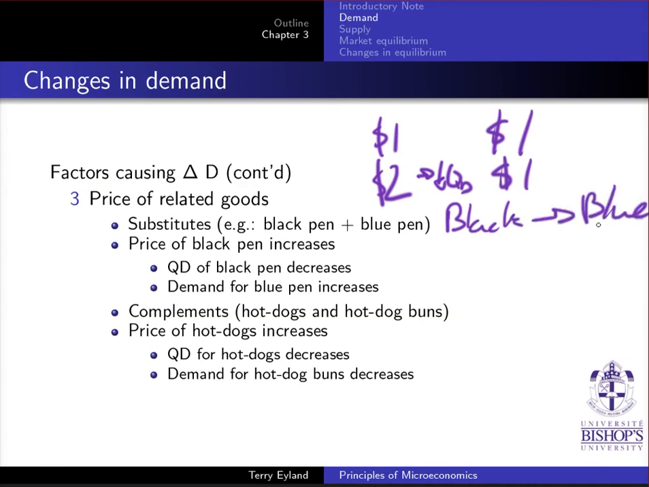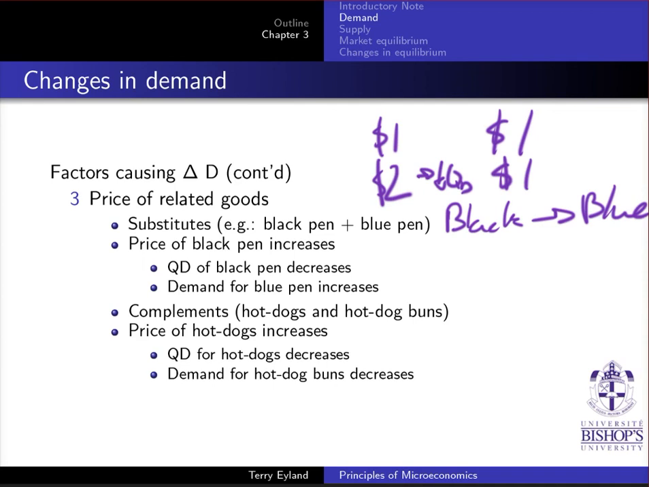Simply because you have these two substitute goods and they're treated similarly to one another. So as the price of one goes up, you're going to simply consume more of the other one. Okay, so these are substitutes.